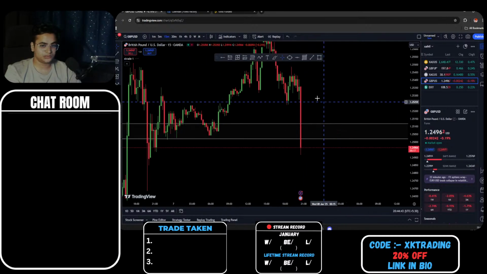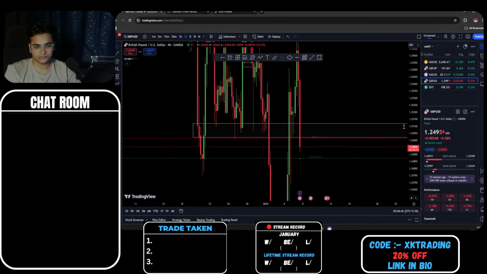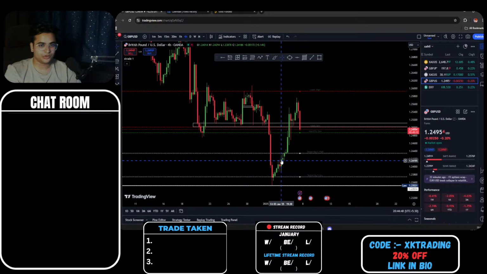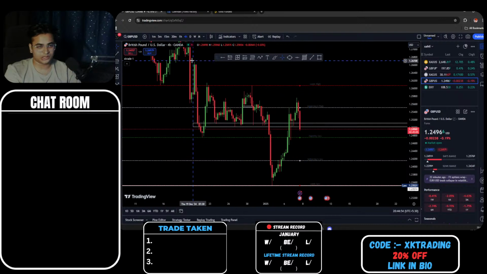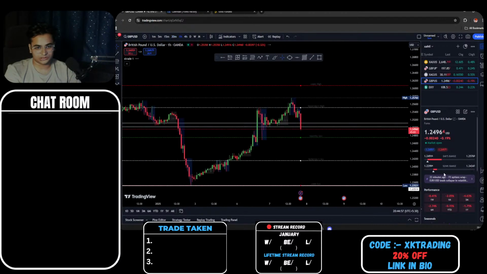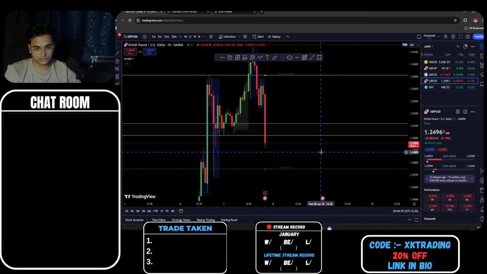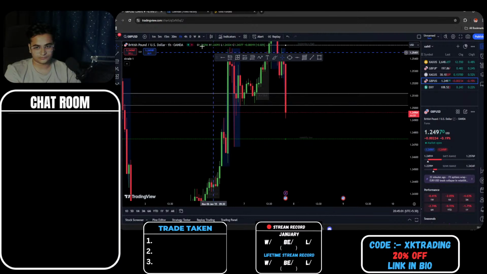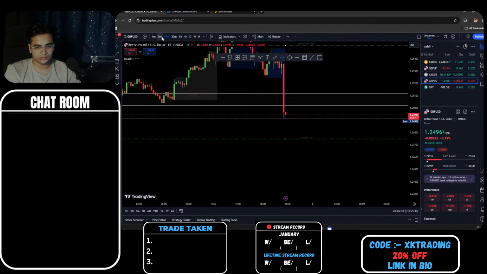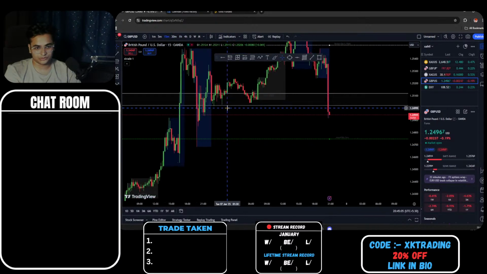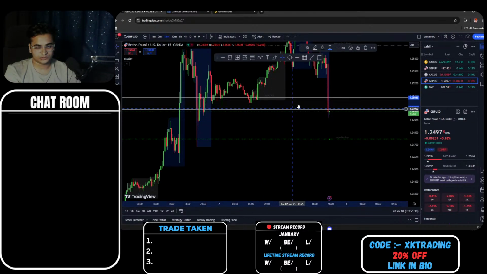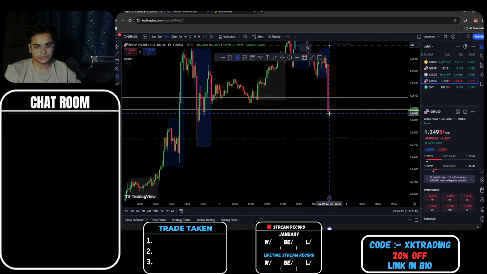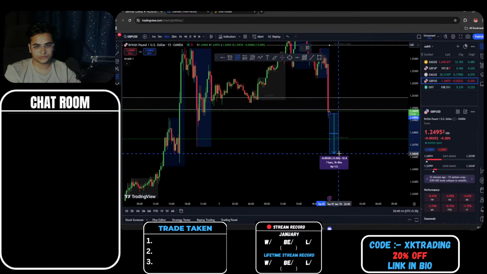Look at this. GU is moving crazy as well. But to be honest, on the GU side, we had this structure and it was pretty clean. So I think we can still continue going down. But let's see, can we take a trade on GU instead of the gold? Okay, we got a break of structure below this area. All we need is below that. How much will this be? 40 pips to target.